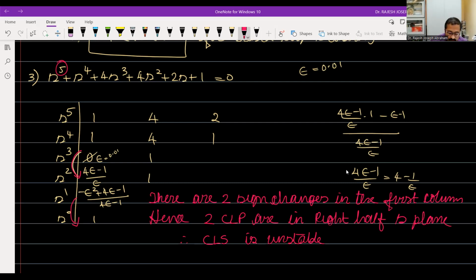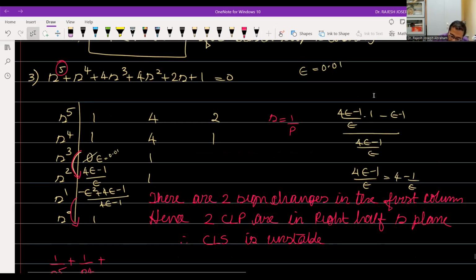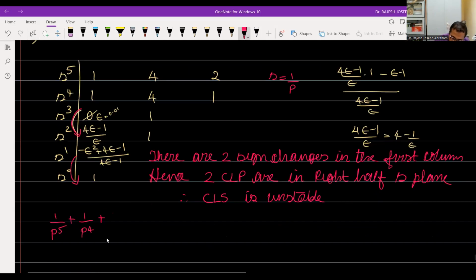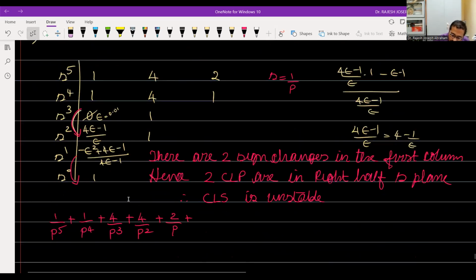Okay. Now there's another alternate method. When you come across a row whose only first entry is 0, what you can do is replace S with, say, 1 by P, where P is a variable, in the entire characteristic equation. So what will you get? (1/P) raised to 5 plus (1/P) raised to 4 plus 4 by P cube plus 4 by P square plus 2 by P plus 1 equal to 0.